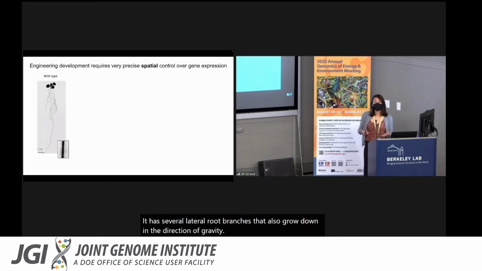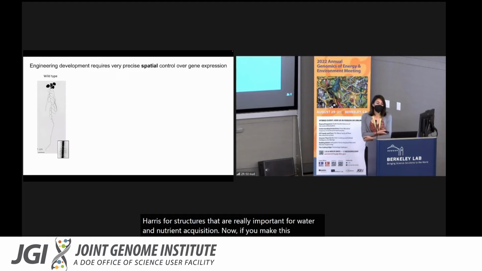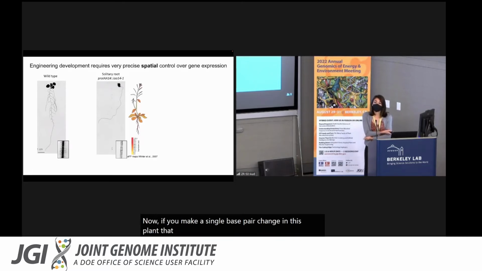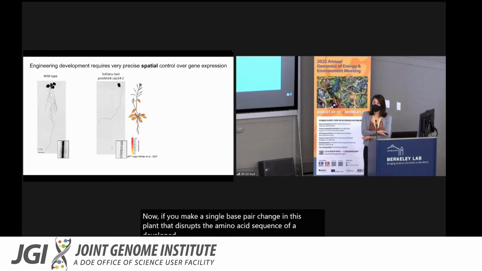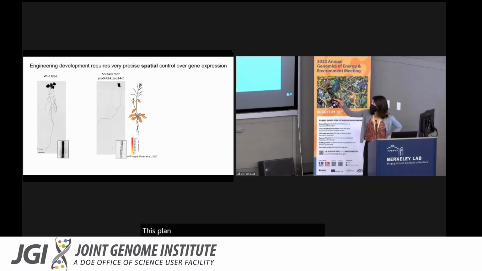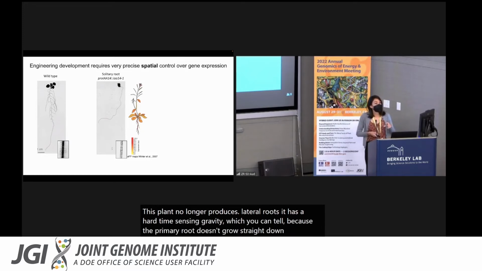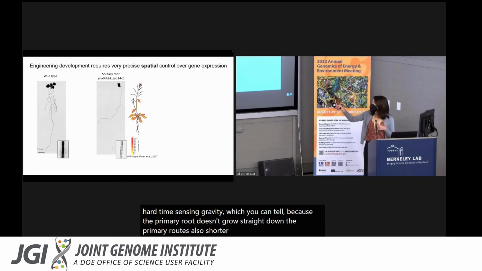And if you were to zoom in on this root system, you'd see that the roots are covered in tiny root hairs, which are structures that are really important for water and nutrient acquisition. Now, if you make a single base pair change in this plant that disrupts the amino acid sequence of a developmental regulator called IAA14, you can make several different changes to the plant simultaneously. This plant no longer produces lateral roots. It has a hard time sensing gravity, which you can tell because the primary root doesn't grow straight down. The primary root's also shorter. It's missing these root hairs, and there's several structural changes in the shoot as well.